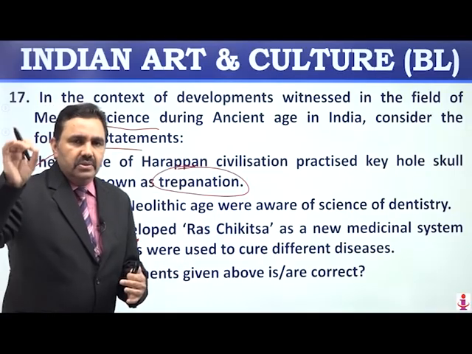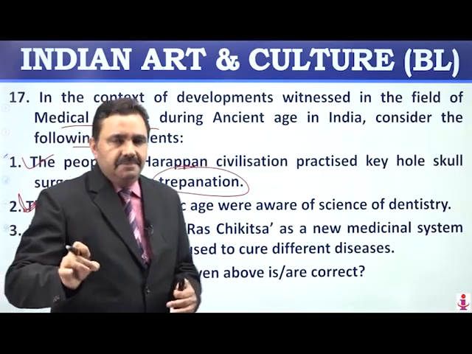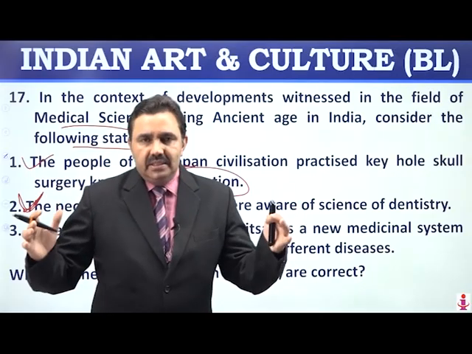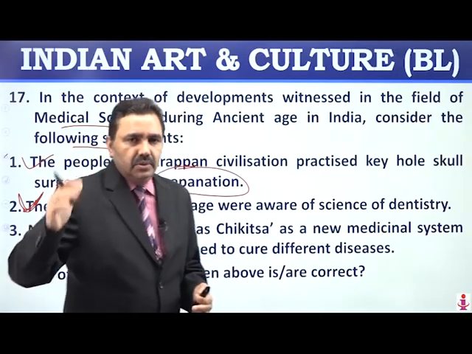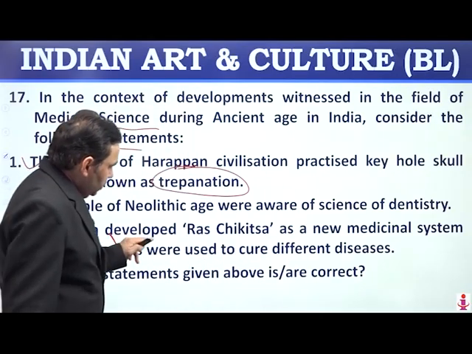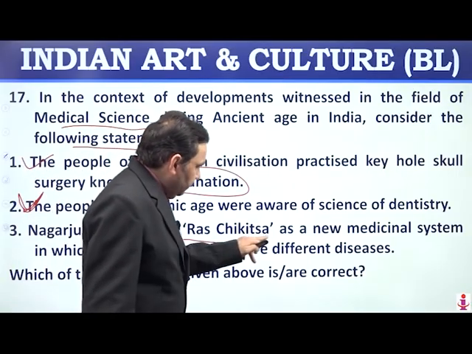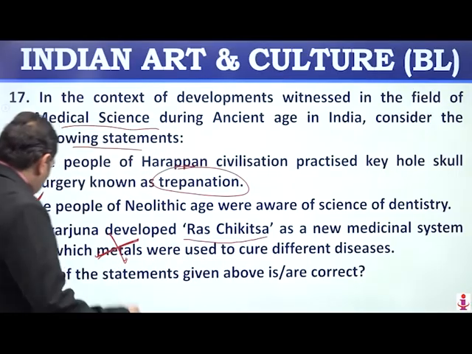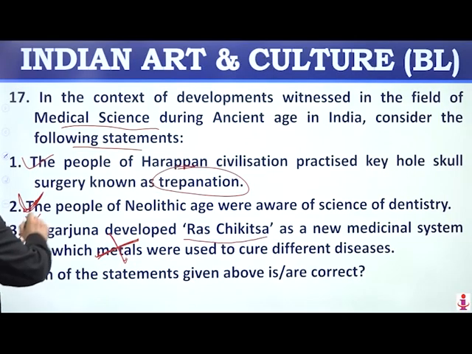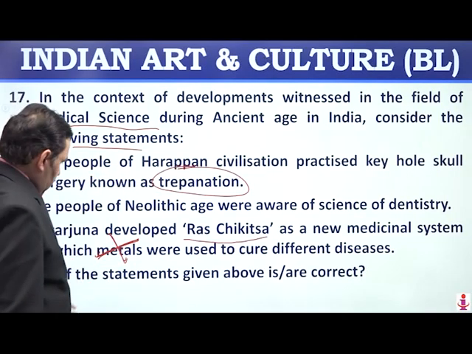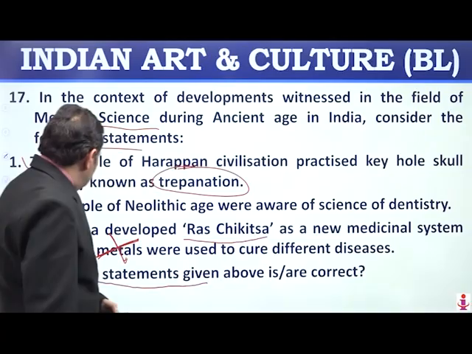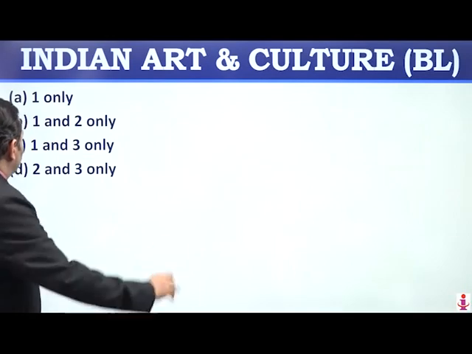So he was the first to understand the medicinal properties of metals, in which different metals were used to cure diseases. But Ras Chikitsa was based on use of plant extract. So this statement here is wrong. Number 3 is wrong. You have to choose the correct statements, 1 and 2. That is B.